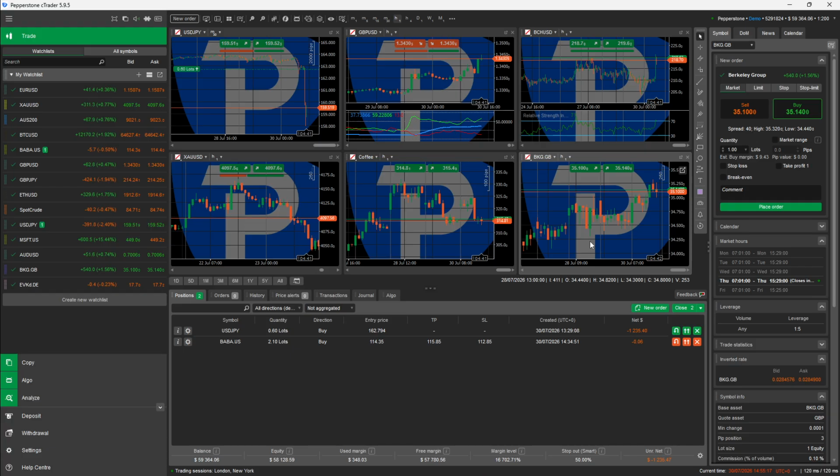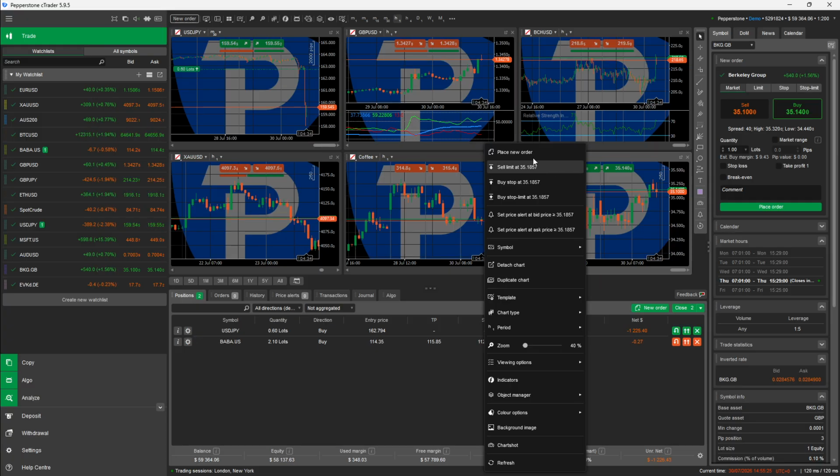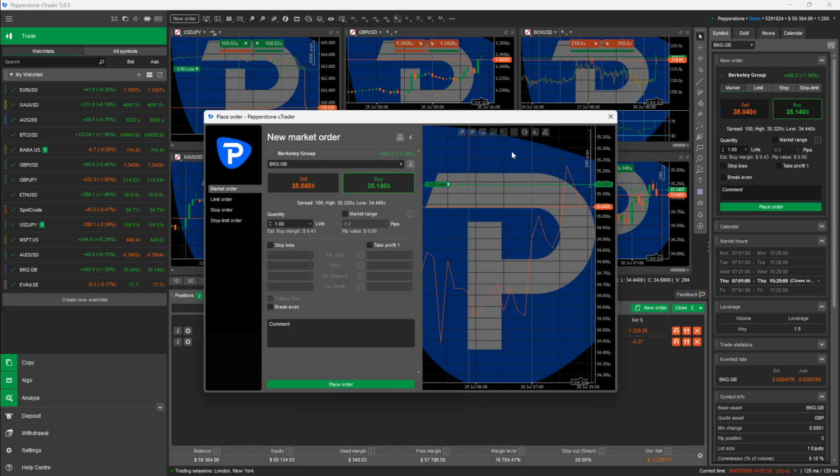When you are ready to place the trade, click New Order from the top toolbar. You can also right-click directly on the chart and choose Place New Order. Either option will open the order window for that share. In the order window, first confirm that the correct share is selected as the trading symbol. This is important because you want to make sure you are placing the trade on the right instrument.